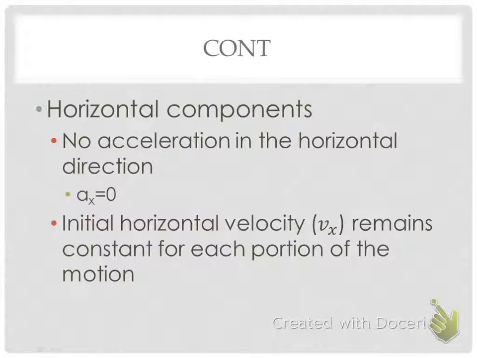Since our acceleration is 0, that means our initial horizontal velocity and our final horizontal velocity would remain constant. So those would be equal to each other. That means v sub x0, or v sub 0x, however you want to label it, would equal v sub x. Initial horizontal velocity would equal final horizontal velocity. That's because there's no acceleration in the horizontal direction. Things don't magically get faster and slower horizontally by themselves.